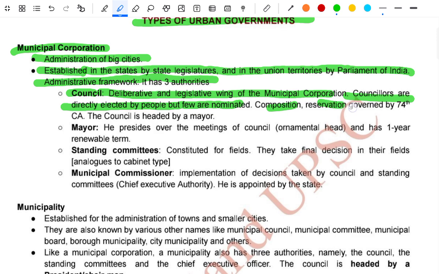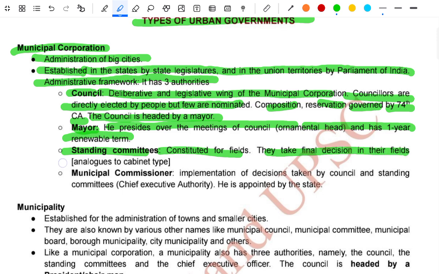Composition and reservation are governed by the 74th constitutional amendment. The council is headed by the mayor. The mayor presides over the meetings of the council, is the ceremonial head, and has a one-year term. The standing committee is constituted to take decisions. The municipal commissioner implements the decisions taken by the council and the standing committee. The chief executive authority is appointed by the state.